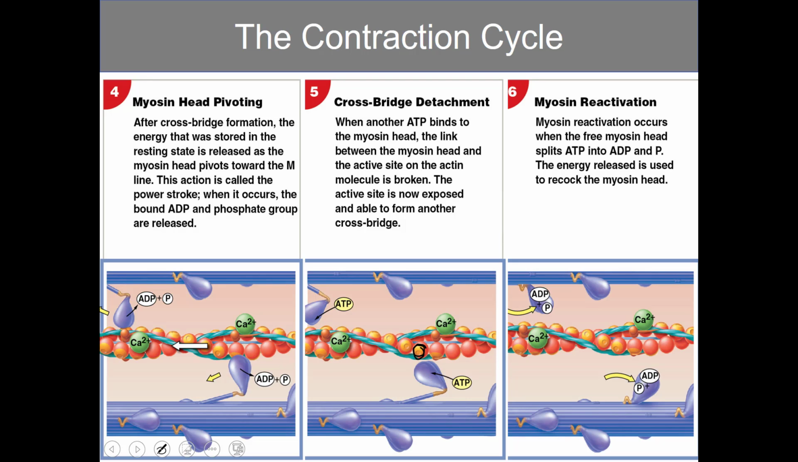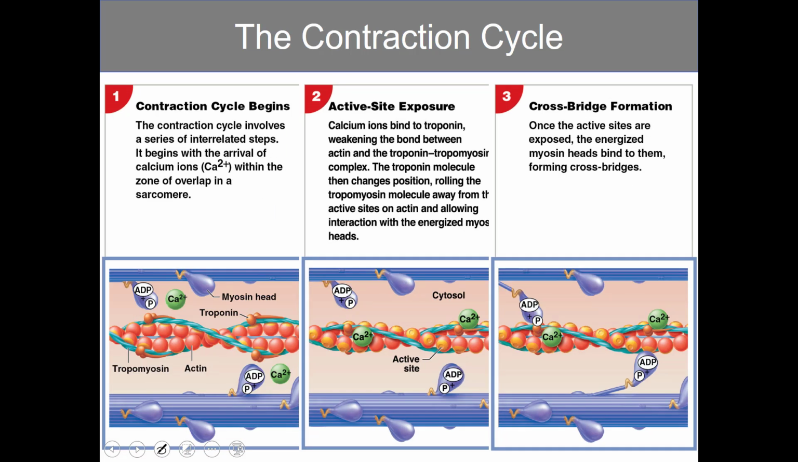So as you can see back here in step 1, these active sites are hidden. They're being blocked by tropomyosin. But as calcium binds troponin, the troponin-tropomyosin complex shifts, they move, and now those active sites are exposed. And that's going to lead to cross-bridge formation, which is step 3.